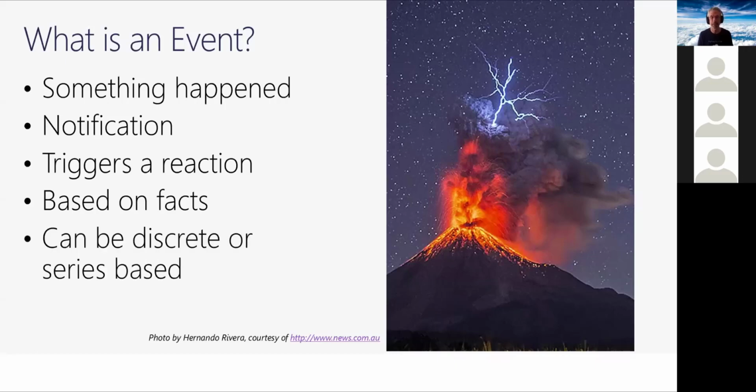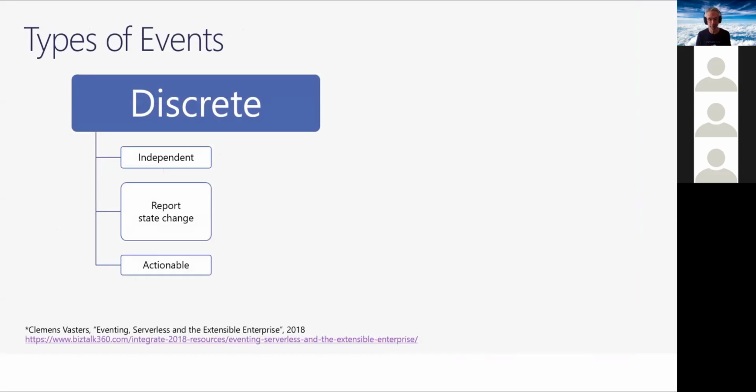And there are two kinds of events. They can be discrete or they can be series-based. So an example of a discrete event means that the event in itself, a single event, is significant and is actionable. An example of that would be a file gets created in a directory somewhere. So whoever's interested in that file, they just need that one notification about the file and they can do whatever they need to do with it.